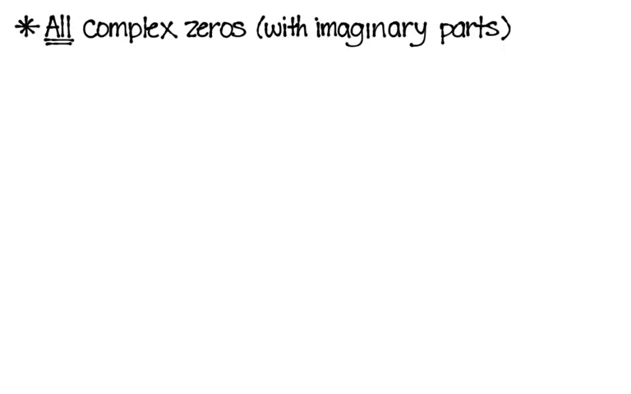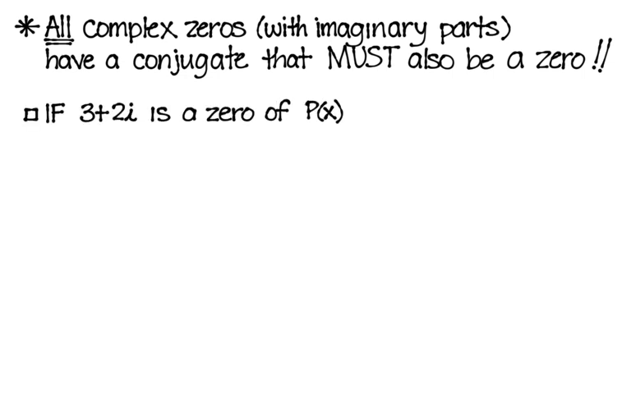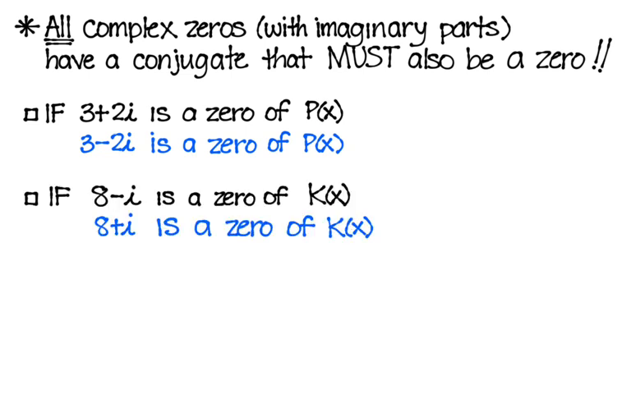Okay, now all complex zeros, the ones with imaginary parts, have a conjugate that must also be a zero. So you can't just have one complex zero. They always travel in pairs, and they are conjugate pairs. So what this is saying is, if 3 plus 2i is a zero, if you're given this or you figure it out through factoring or something, then it must be that 3 minus 2i is also a zero of that same polynomial. If 8 minus i is a zero, then 8 plus i must also be a zero. They have to travel in pairs.